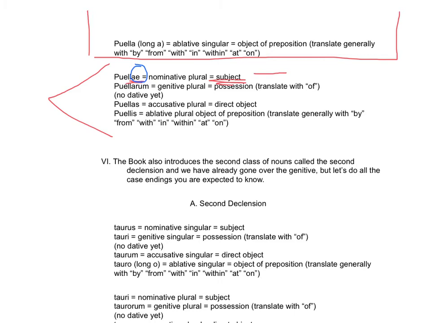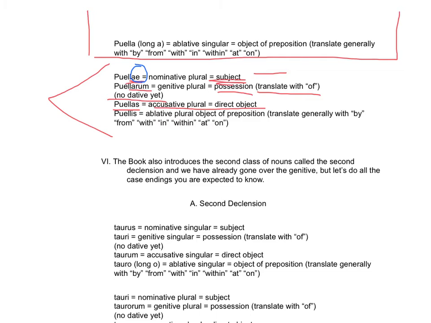The genitive plural, which you saw earlier, is arum. You translate that with of. It's used for possession. You have not learned the dative yet. Puellas is the accusative plural. That's for the direct object of the sentence. Again, it just translates as girls in English, but the way that it's used in the sentence means that it would have to receive the action. For example, I see the girls. You would say video, I see in Latin, puellas, because they're receiving that action. They're the ones that are being seen.